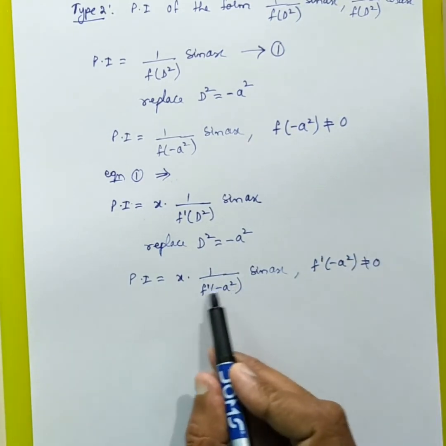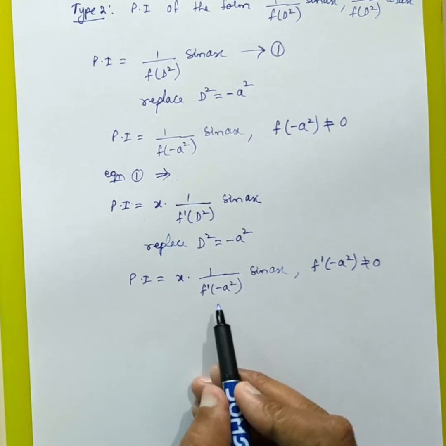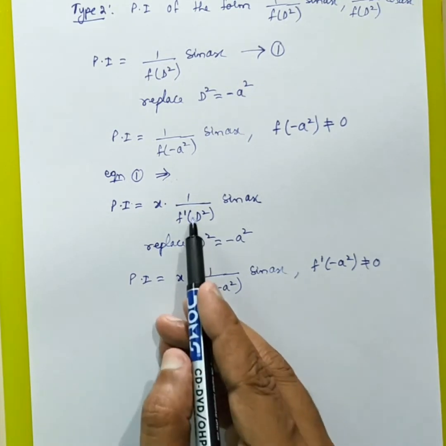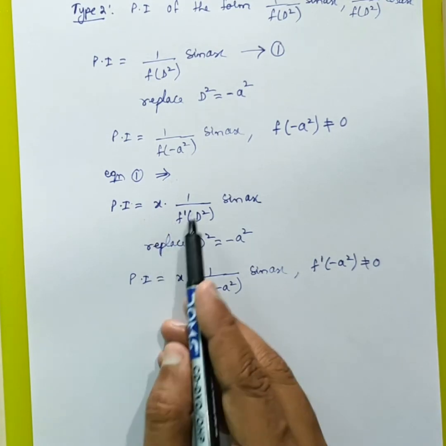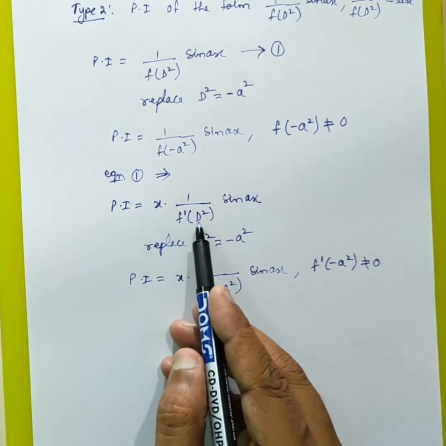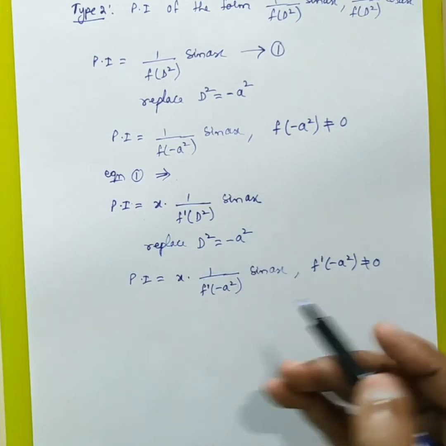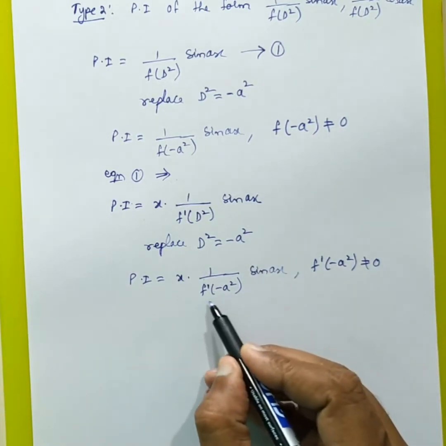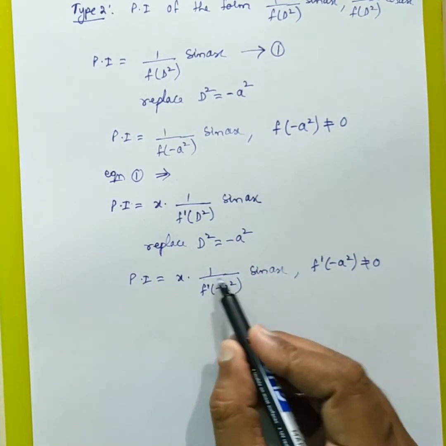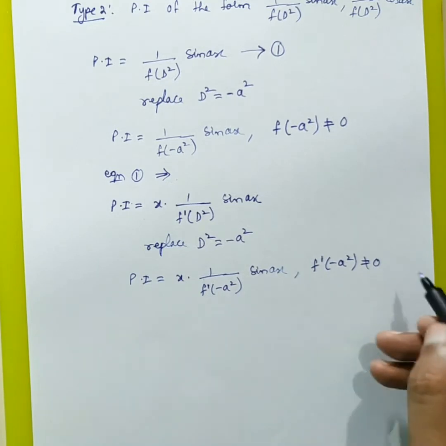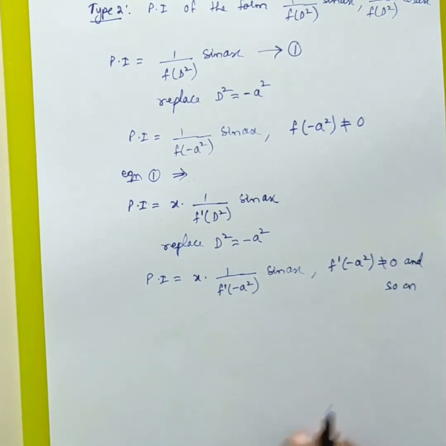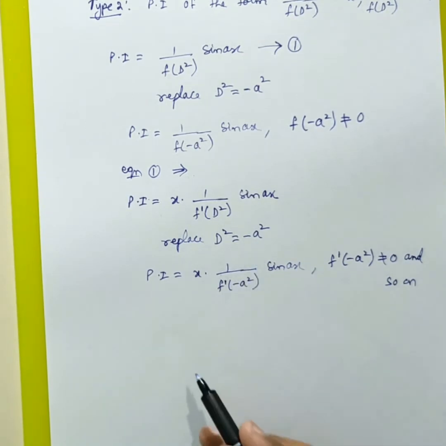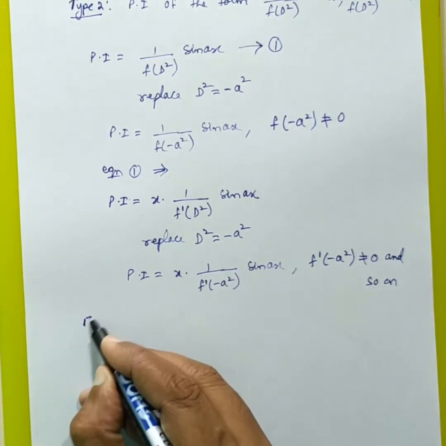Suppose this denominator becomes equal to 0, then once again you have to differentiate and multiply by x. So we'll get x square into 1 by f double dash of D square into sin ax. This procedure will continue till the denominator becomes a non-zero term. Now let us take a few examples based on this form.